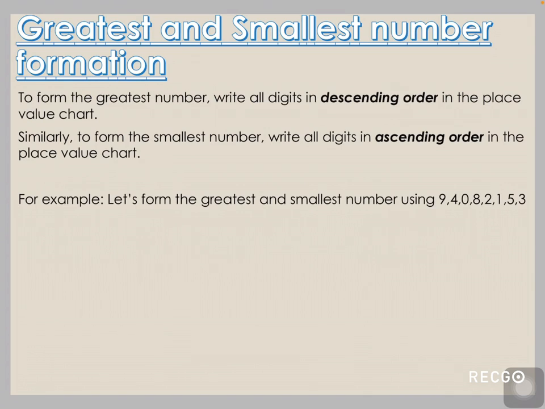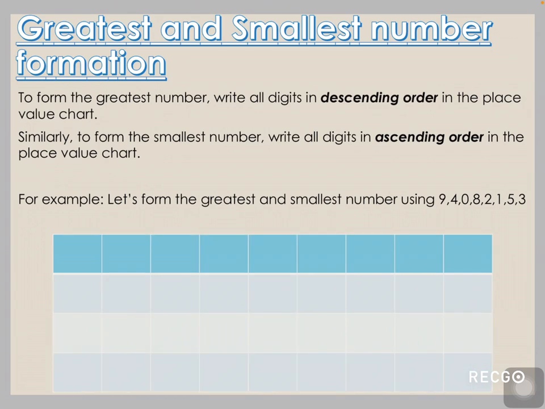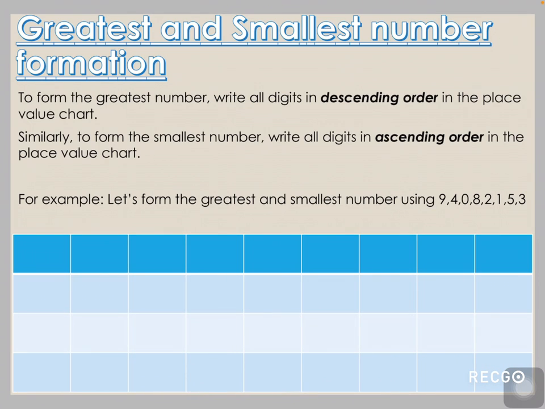For example, here we are given 8 digits: 9, 4, 0, 8, 2, 1, 5 and 3. With these digits you are supposed to make the greatest and smallest number. For that, let's draw a place value chart. The first place is always ones, units, tens, hundreds, thousands, 10,000, lakhs, 10 lakhs, crore and 10 crore.